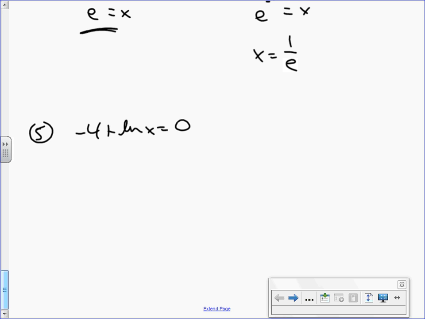All right, so now we'll throw into the mix being able to rearrange a little bit before you solve. I'm going to add 4 to both sides. The natural log of x equals 4. And so e to the 4 equals x. Easy enough.